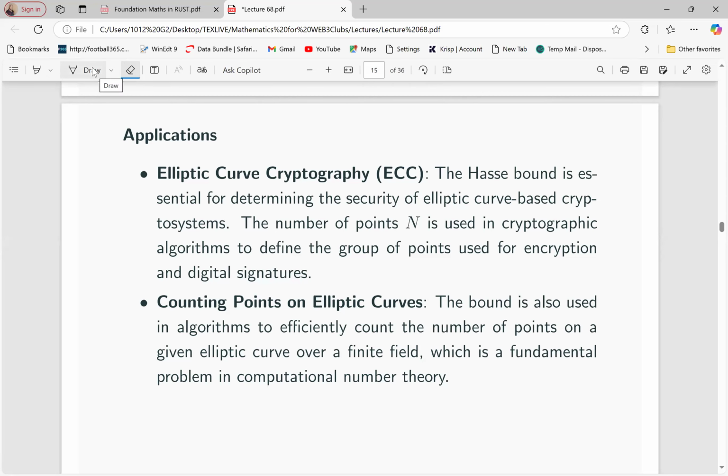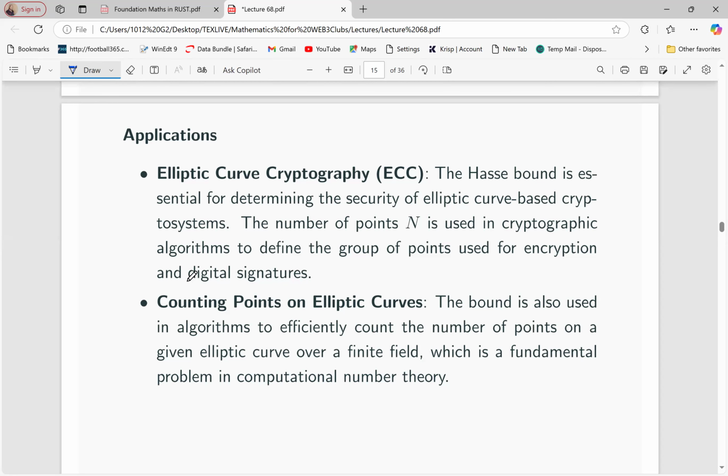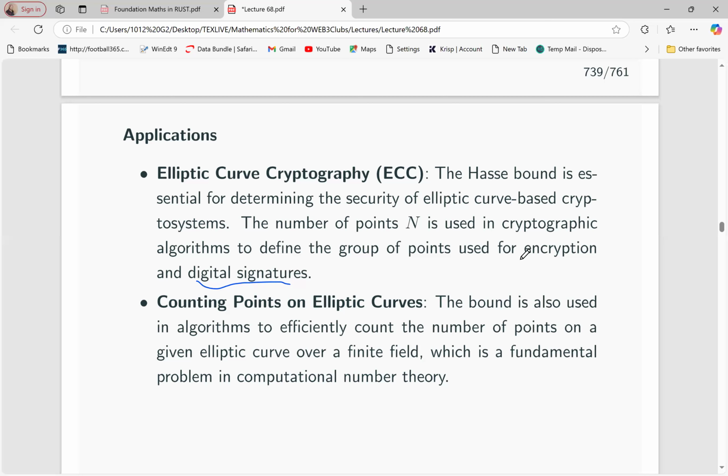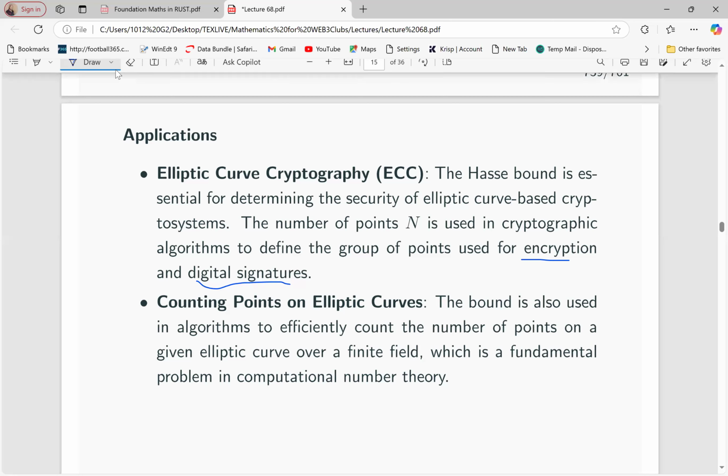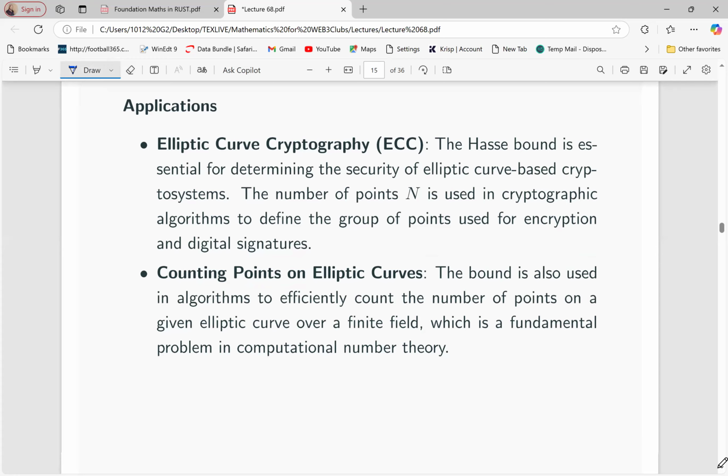Not saying they are very secure, but for some reasons, they are somehow secure. So, because of that, they can be applied in digital signatures and in encryption and decryption. They can also be used in algorithms to efficiently count the number of points on the given elliptic curve over a finite field. So that is how we apply that.